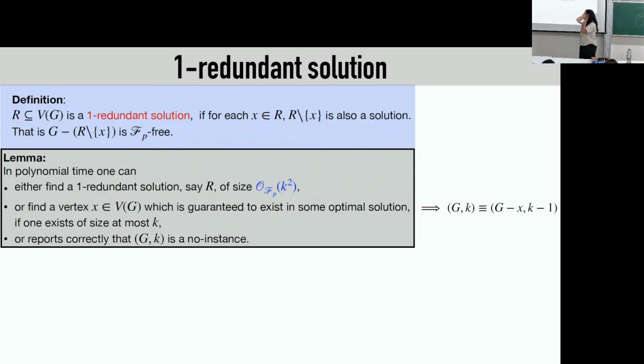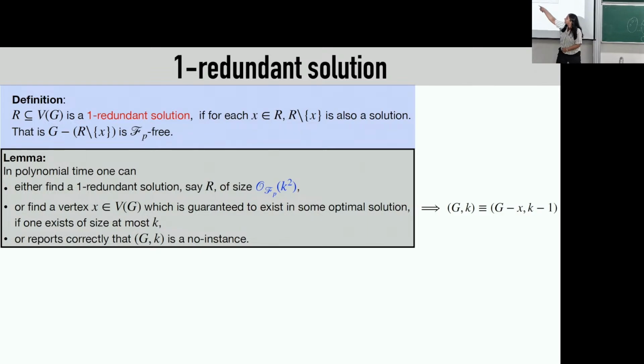It says that either I will find a one redundant set of quadratic in K size, then we are happy, that's what we wanted as the first step, then you proceed to the second step. Or I will find you a vertex which is guaranteed to be present in every at most K size solution of your graph.